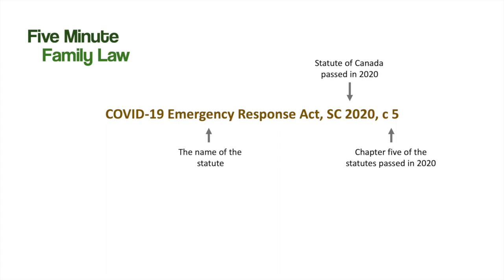Now, if you want to get fancy and refer to a specific spot in that act, you might add another letter and another number. This example refers to Section 6 of the COVID-19 Emergency Response Act, and that is how you refer to a specific section of a piece of legislation. So now that we're talking about the formal bits and pieces of what's on the inside of legislation, let's get into that in a lot more detail.